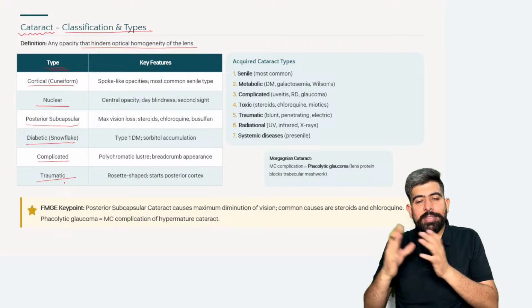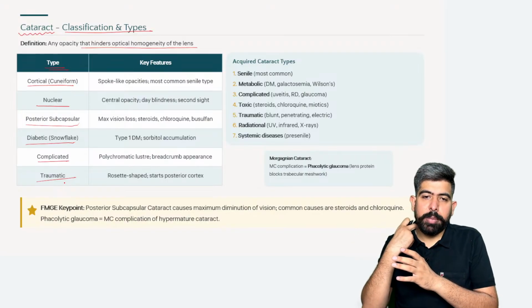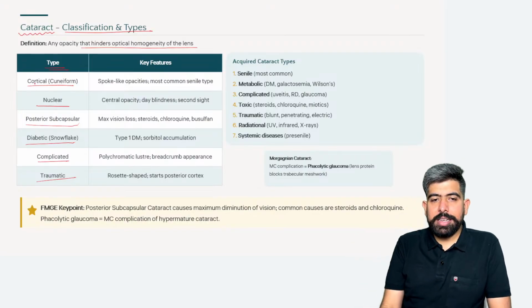Now we have the acquired types of cataracts also. We have to talk about it. So let's talk about the cortical.